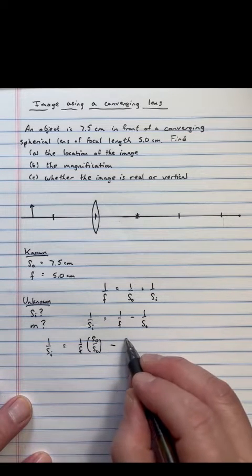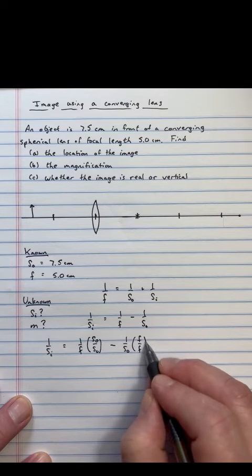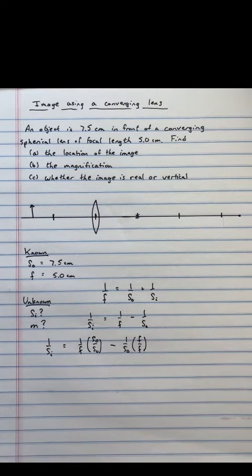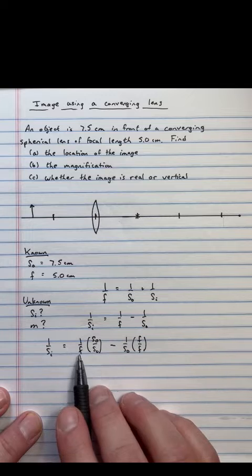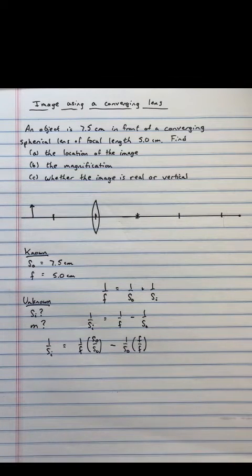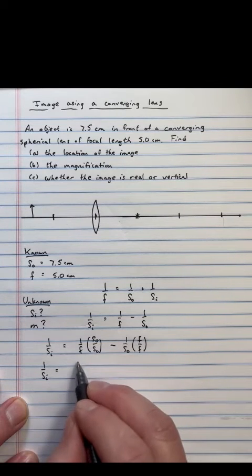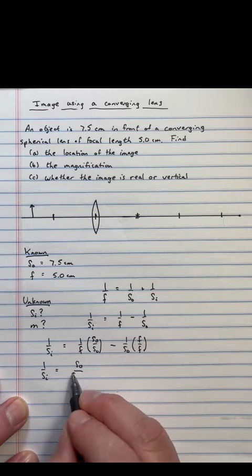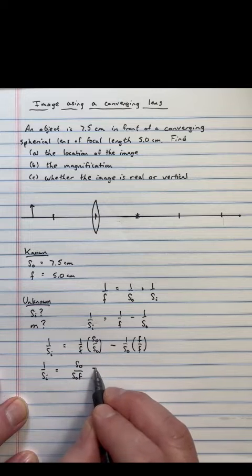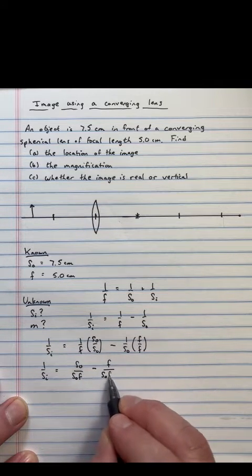Similarly, I'm going to take 1 over SO over here and multiply by F divided by F. Now, the rationale for doing this is, if you look carefully, FSO will show up on the bottom, right? It'll show up in the denominator. So we have a common denominator and we'll be able to move forward with it. So 1 over SI then equals SO over SOF, like that, minus F divided by SOF.